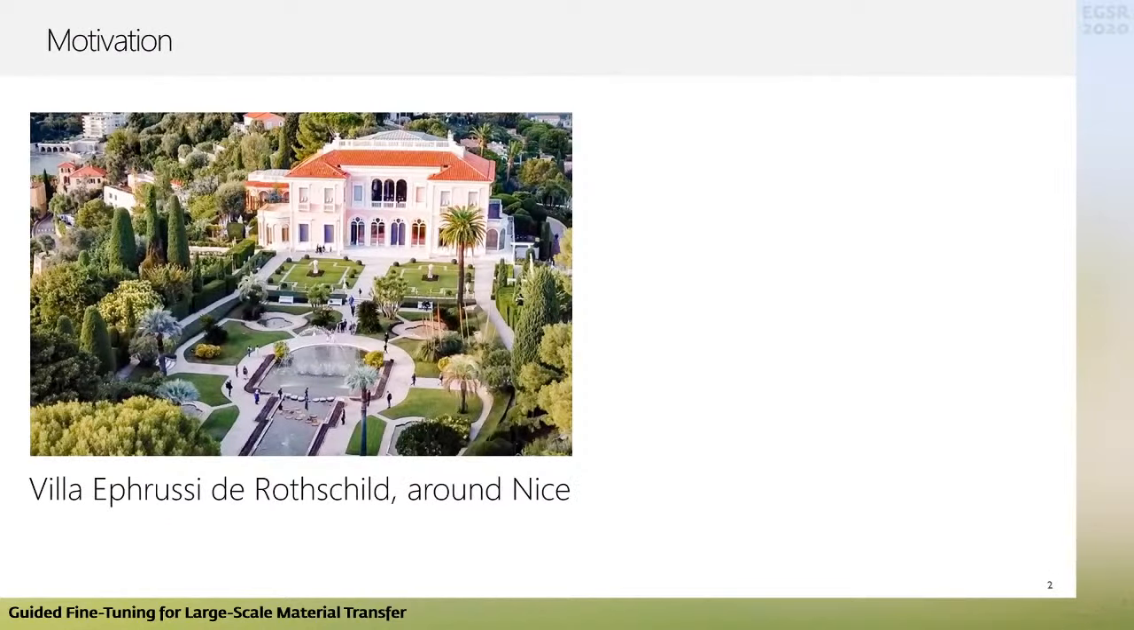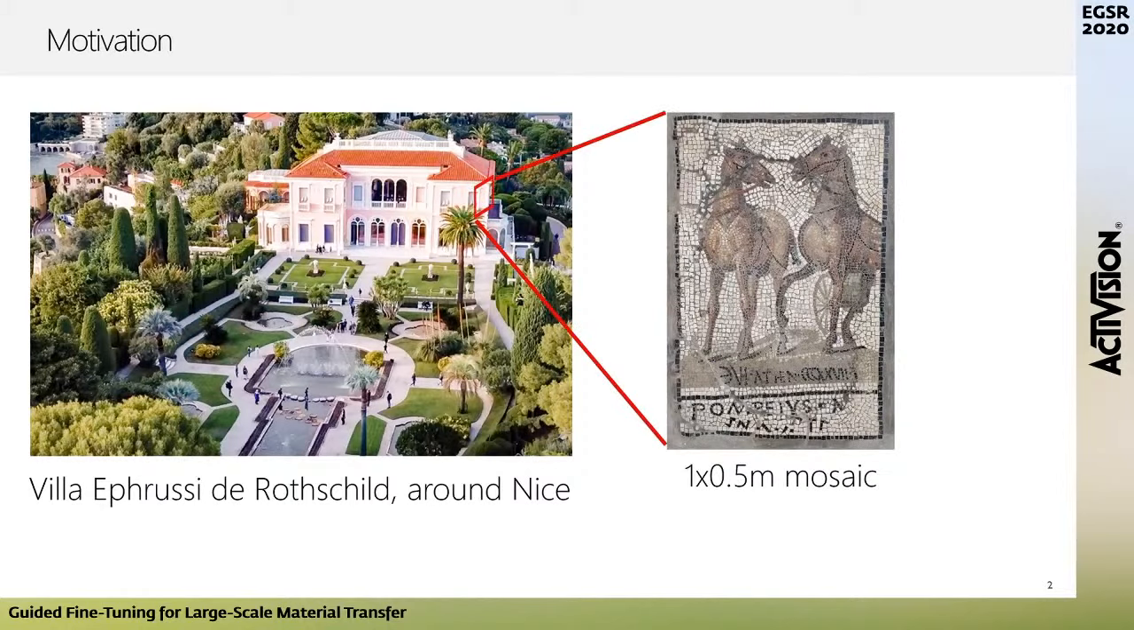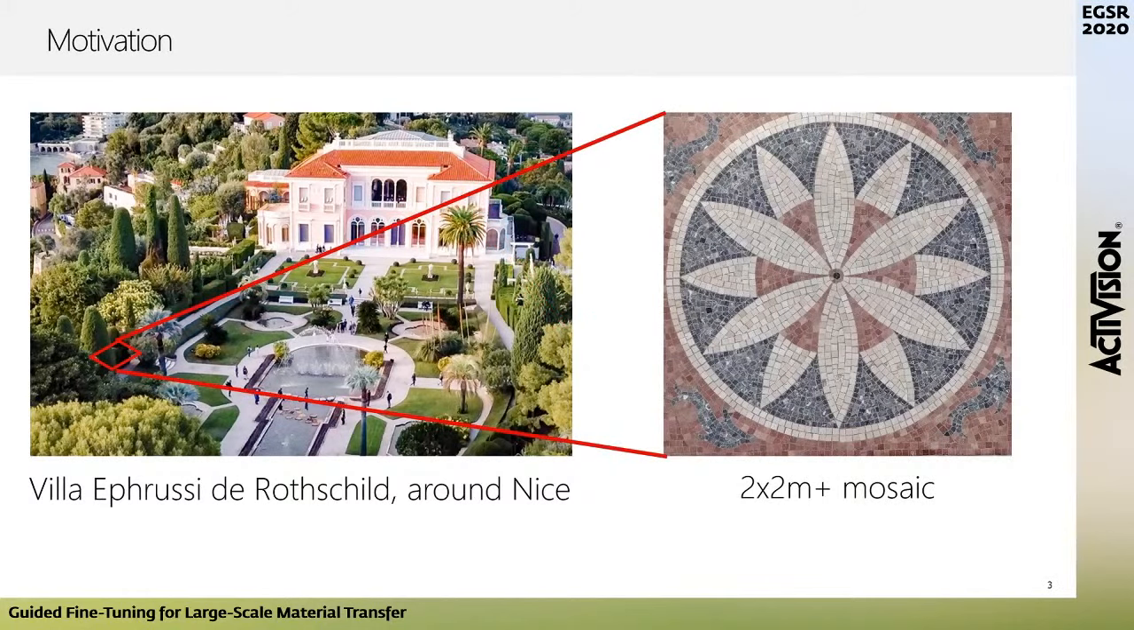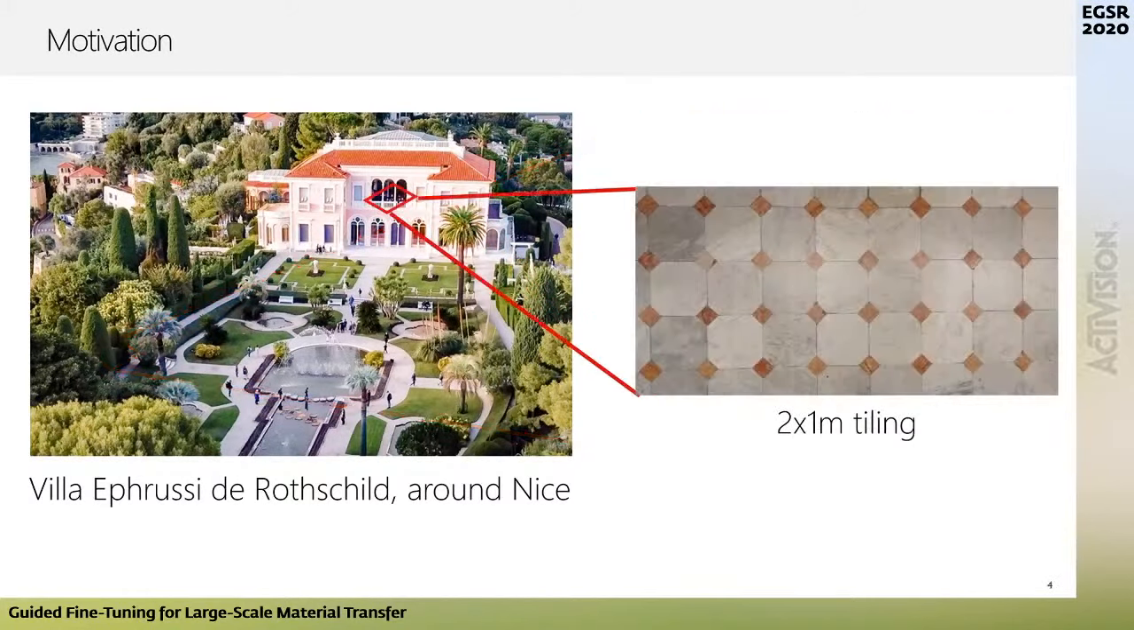Let me first explain our motivation. On the left here, you have the Rothschild Villa, which is close to Nice and the lab I did my thesis in. While visiting this villa, I found many pretty surfaces, such as this mosaic here, or this one, or this tiling.